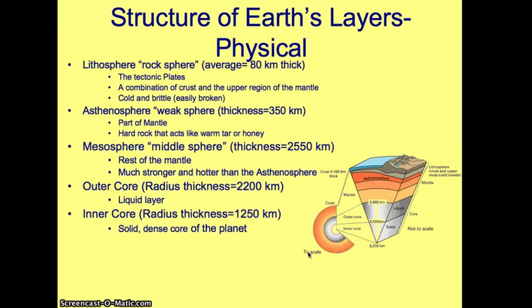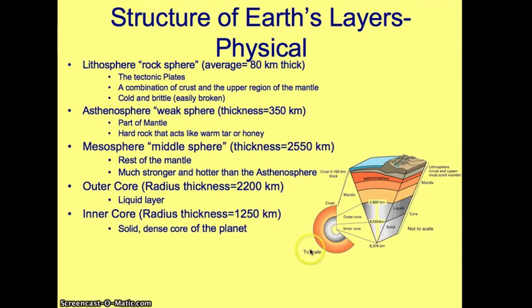The other way we can think about the Earth is its physical layers. Again, we talk about spheres, as in lithosphere, hydrosphere, atmosphere. Well, here we also have the spheres of Earth. We have the lithosphere, which is the rock sphere. It's the tectonic plates, the combination of the crust and the upper region of the mantle. It's cold and brittle, cold being relative compared to the inner layers, and it's easily broken. That's why we have the plates, because they easily break.